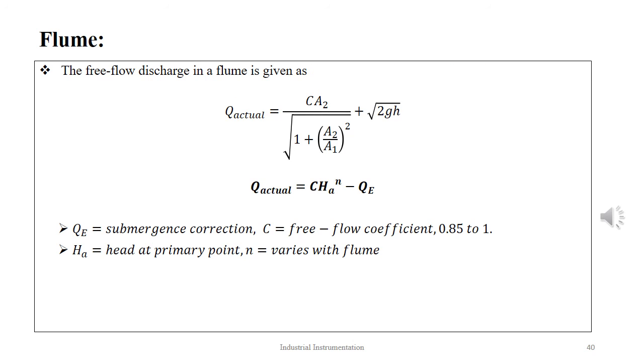The free flow discharge in a flume is given as Q actual equal to C a2 divided by √(1 − (A2/A1)²) times √(2gH). Simplified, Q actual equals C Ha^N − Qe, where Qe is the submergence correction factor, C is the free flow coefficient varying between 0.85 and 1, Ha is the head at the primary point, and N varies with the flume structure.